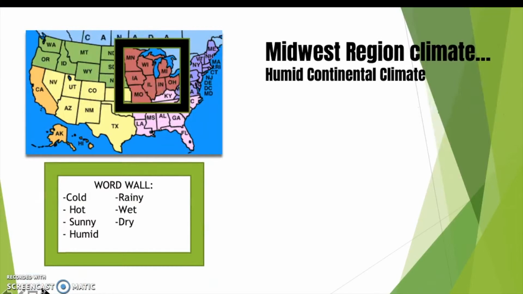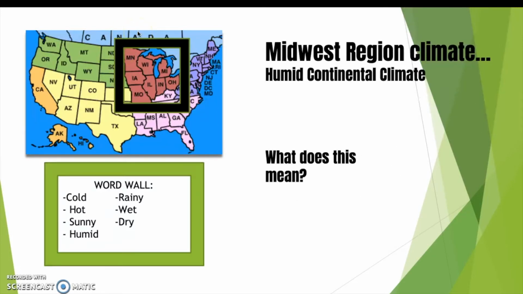So next we have the Midwest climate region. The scientific name for this is going to be humid continental climate. And before I give you a list of the characteristics, I want you to pause this video and think about the characteristics of the weather right here in Indiana, because Indiana, Illinois, Ohio, Michigan, Wisconsin, Minnesota, Iowa, and Missouri are going to be the states that make up this region.